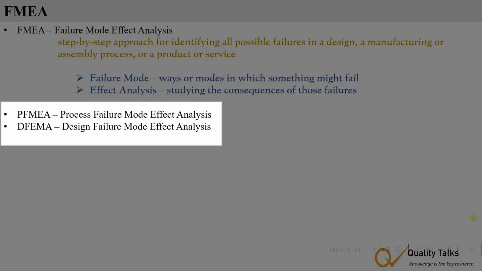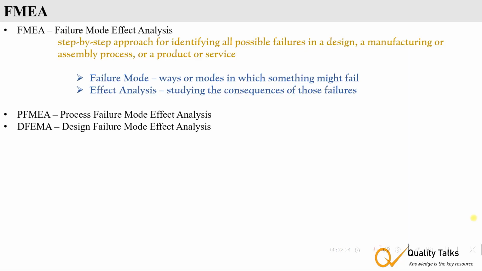When the FMEA is done for a process, it is called process failure mode effect analysis or PFMEA. When the FMEA is done for design, it is called design failure mode effect analysis or DFMEA. Let's discuss the history of FMEA.